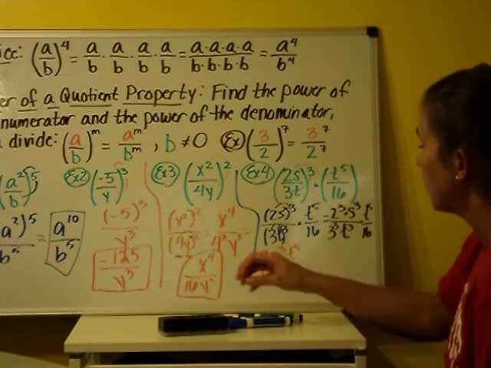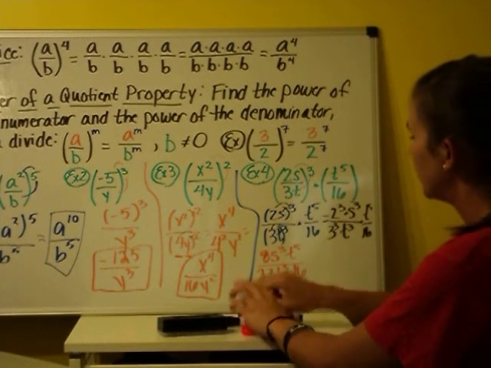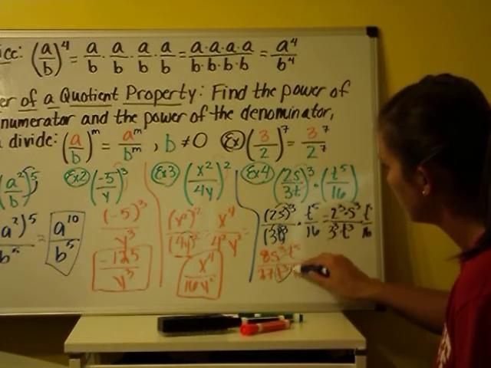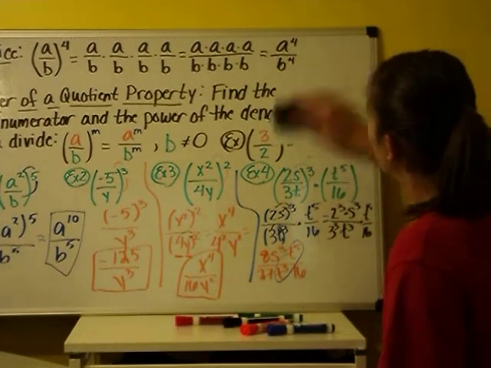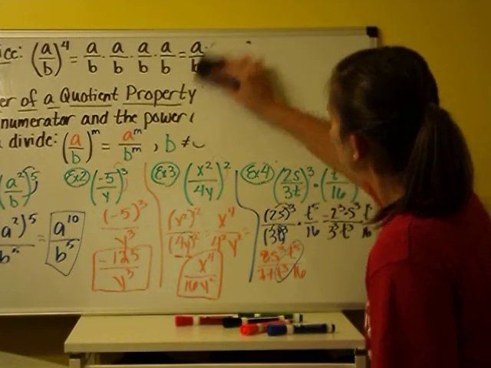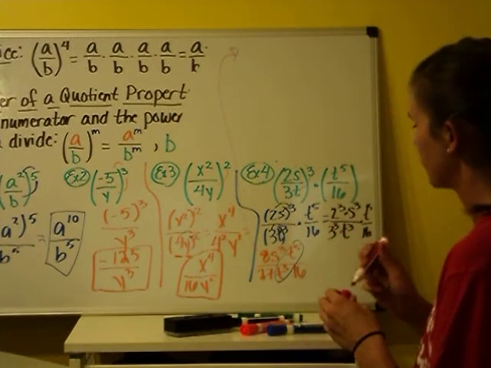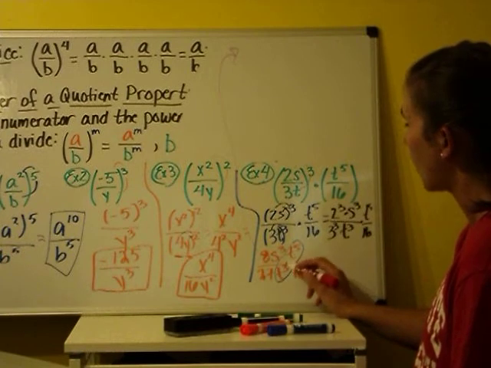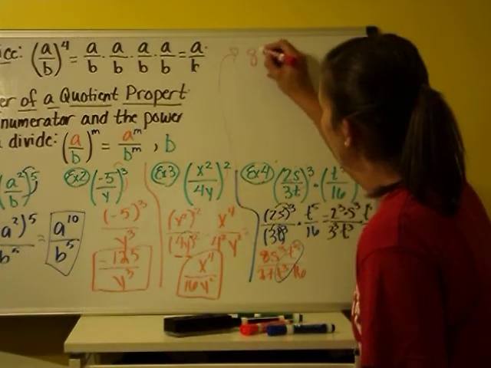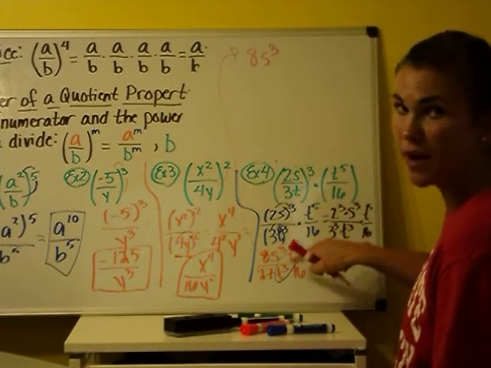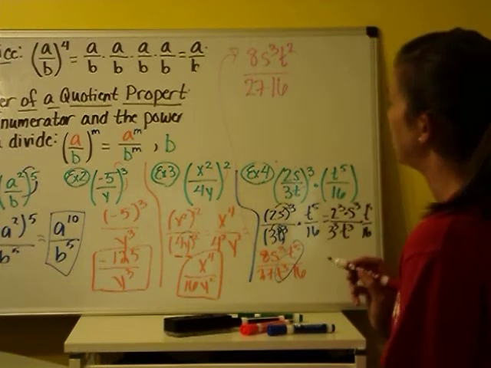Okay? So from here, we need to look for bases that are the same. Okay? So here, if we look closely, we have these t's that are going to be the same, and we're going to want to use our quotient property that we have just learned. Okay? So coming up here, if we use our property, we're going to subtract the exponents. So t to the fifth and t to the third is going to give us 8s cubed, t to the 5 minus 3 is t squared, all over 27 times 16.